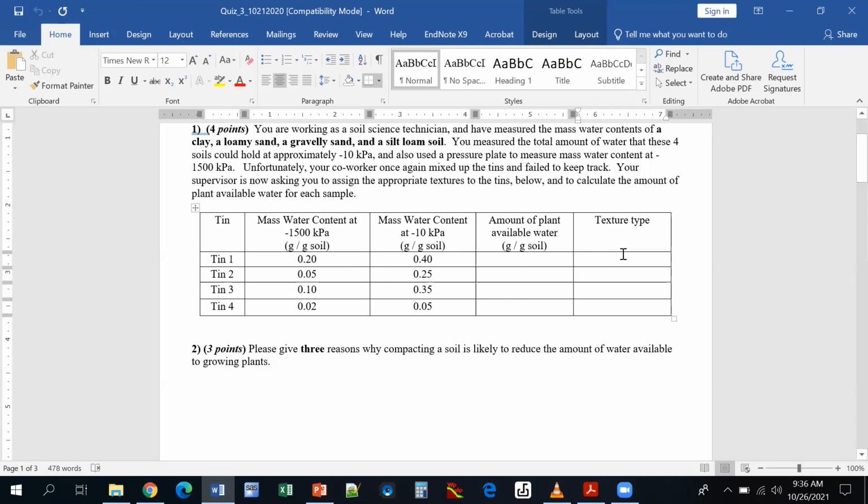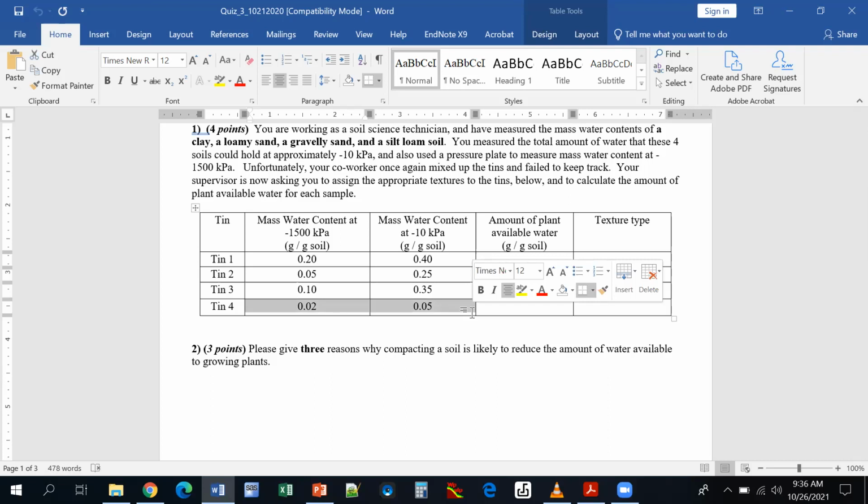Well, then it might help us to bookend our potentials here. So what's the worst? This one. We have very low potential in tin 4. So of the textures that were presented here, we know that sand is the largest particle size and it has the biggest pores. We also know that sand has the lowest total pore space. And in particular, a gravelly sand would have the lowest total pore space or the highest bulk density, right? So the gravelly sand would be tin 4.